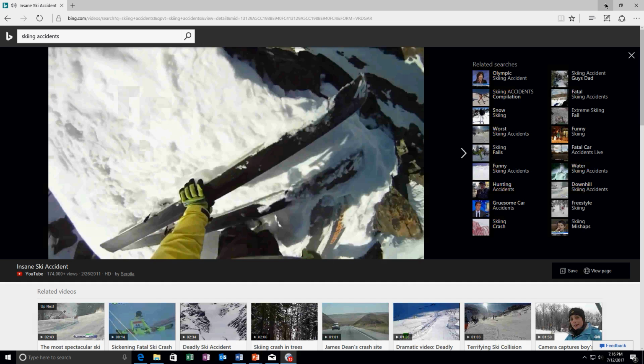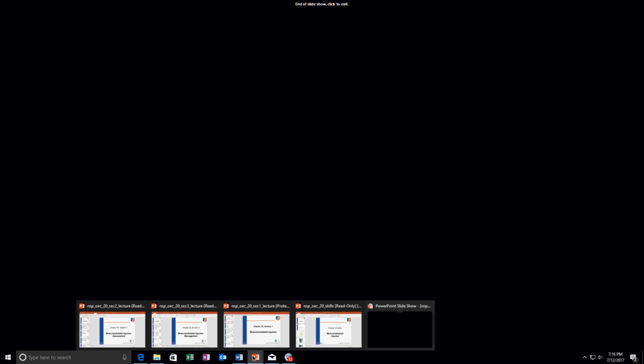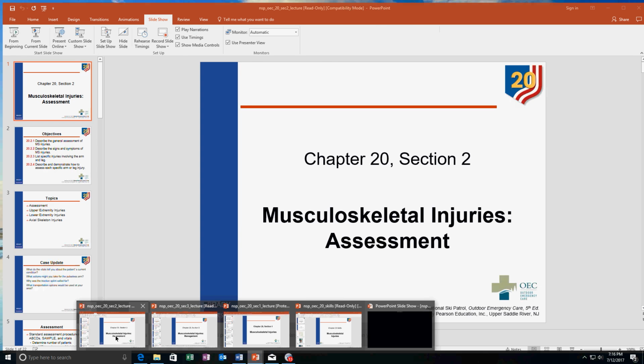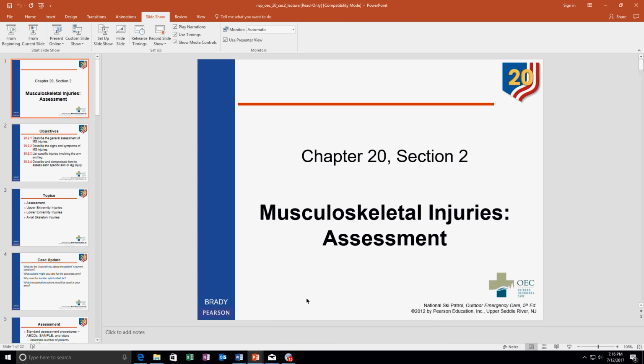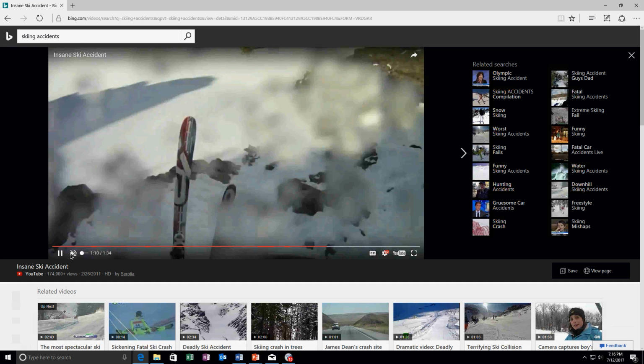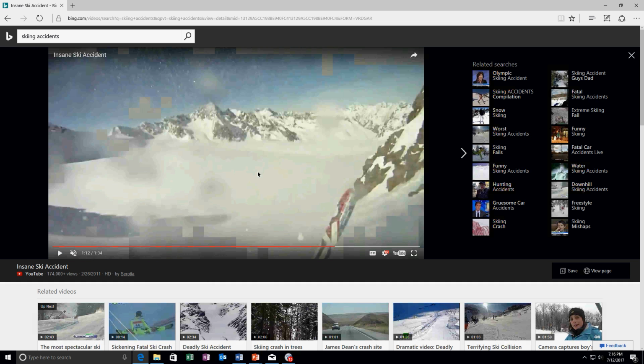Let's go back to do another section of these PowerPoints. That was section 1 that we just did. Section 2 is assessing. So somebody comes in and you see them on the hill. Again, these are slides I won't spend a lot of time on, but all this information is covered in chapter 20. It's a very good chapter. Let me close this guy down.